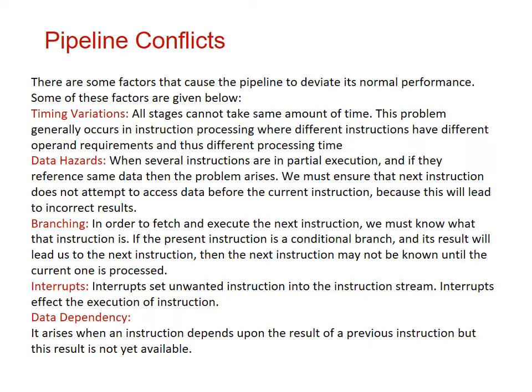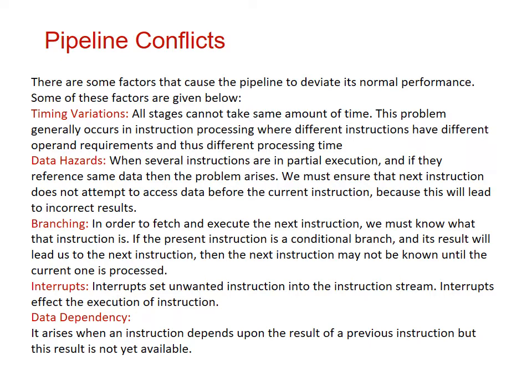Then the data hazard. When several instructions are in parallel execution and they reference some data, a problem arises. We must ensure that the next instruction does not attempt to access data before the current instruction, because this will lead to an incorrect result. And then branching. In order to fetch and execute the next instruction, we must know what that instruction is. If the present instruction is a conditional branch and its result will lead us to the next instruction, then the next instruction may not be known until the current one is processed.